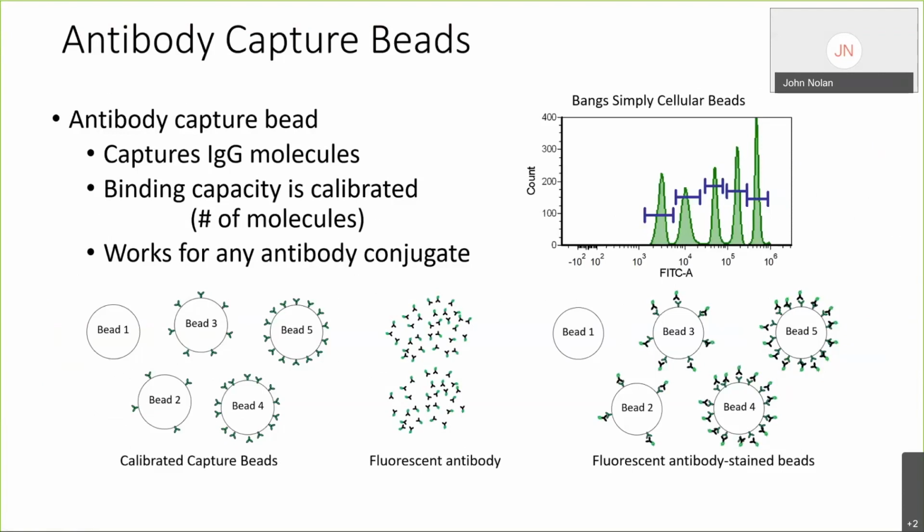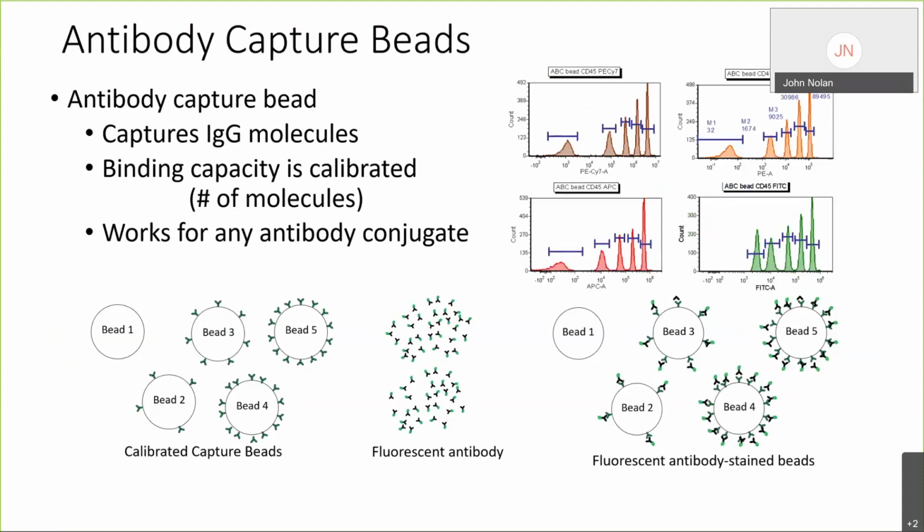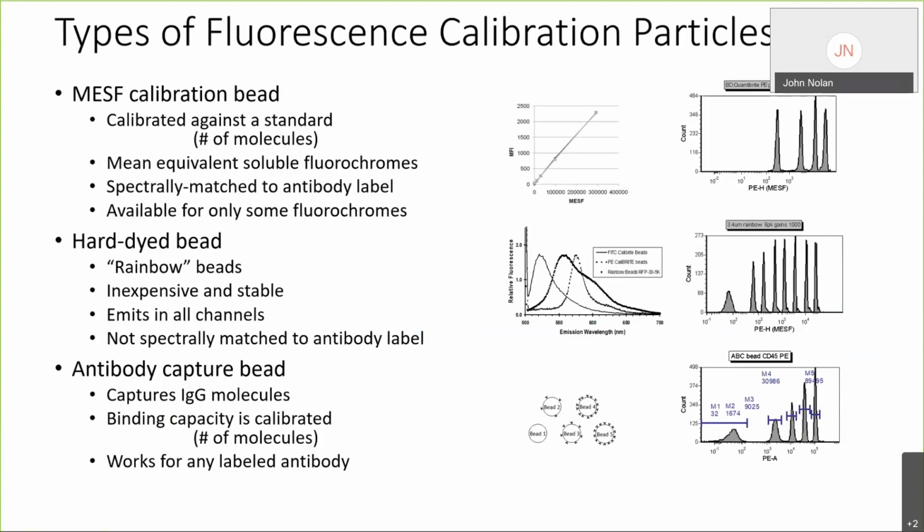The advantage here is that you're actually using the antibody that you use in your experiment. So if you have an antibody conjugate for which MESF beads are not available, which is the case for many popular immunofluorescence labels, you can use antibody capture beads to calibrate your measurements. So this concludes our brief overview of fluorescence calibration beads.